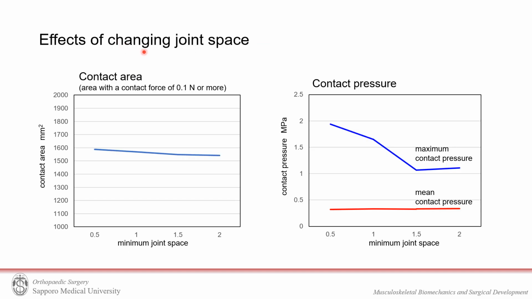Effects of changing joint spaces. The graph on the left shows the relationship between contact area and joint space. The graph on the right shows the relationship between contact pressure and joint space. Mean contact pressure is not affected by the joint space, but the maximum contact pressure decreases as the joint space increases. This effect will be less if the space is 1.5 mm or more.